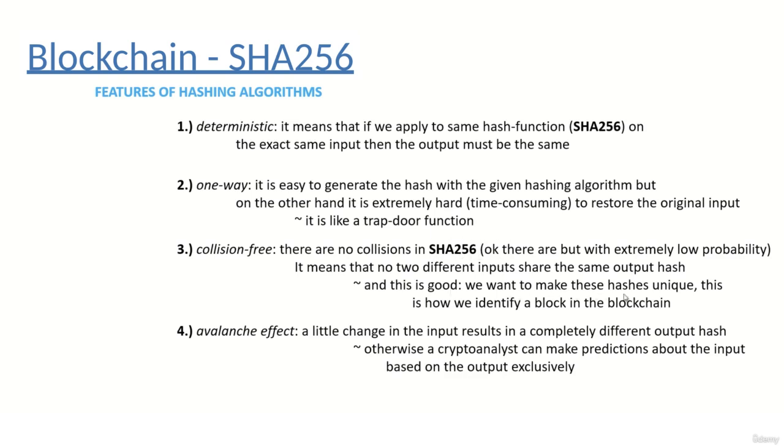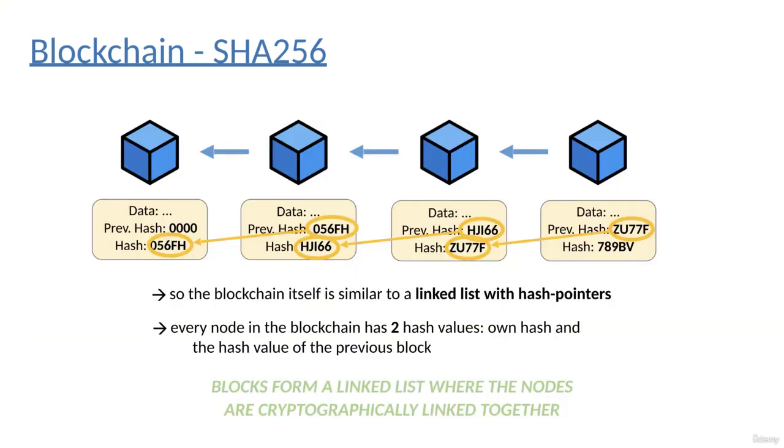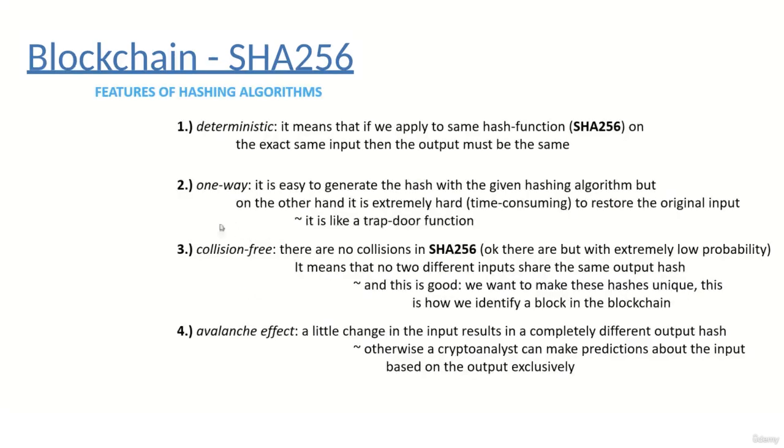We want to make these hashes unique because this is how we identify a block in the blockchain. If there are lots of collisions, it means that several blocks will share the same hash value, which means that the algorithm is not going to work fine. That's why this collision-free feature is quite important.